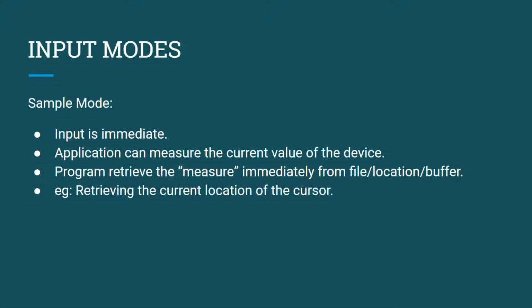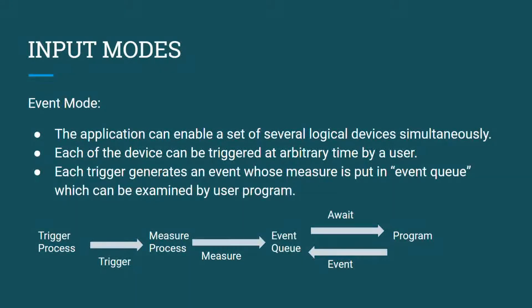In sample mode, input is actually immediate. The application can measure the current value of a device, and the user doesn't enter the inputs in this mode, and the program usually retrieves the values from the file or the location or the buffer. So retrieving the current location of the cursor is just one example of the sample mode. Another one is the event mode.